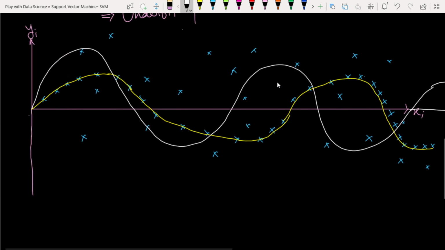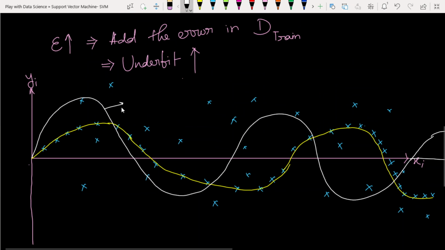Suppose this one is the true regression line, and this one is the approximate regression line. This is actually our true regression line, and for some data set this is our approximate one. But we are interested in finding this kind of curve, actually our real curve.